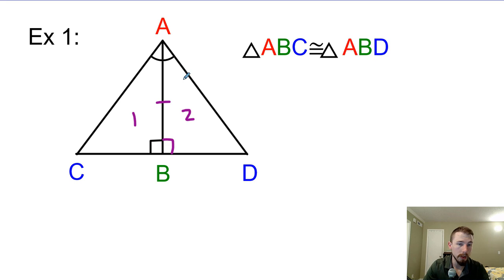So what postulate are we using? Well, we have, let me change colors real quick. Let's use red. We have this angle, we have this included side, and this angle down here, right? The same angle up here, the same included side, and the same angle down here. So it's going to be ASA.